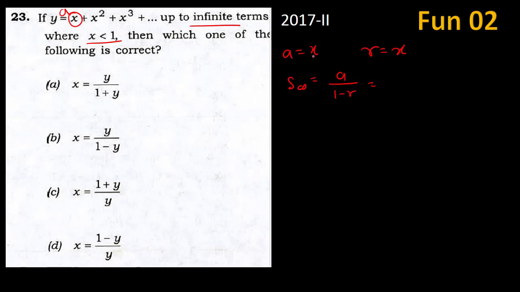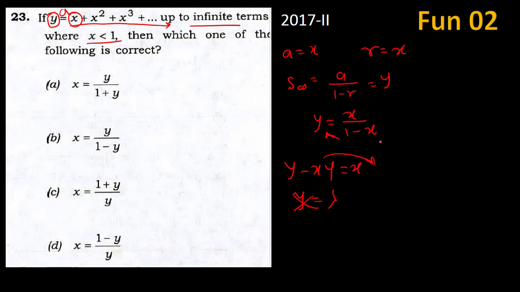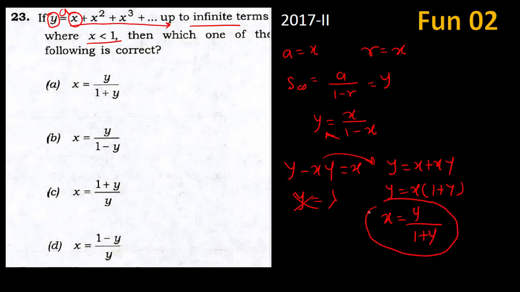This sum to infinity is nothing but y. So y is equal to a upon 1 minus r, which is x upon 1 minus x. But the options are given in terms of x, so let's convert this. If you cross multiply, you get y minus xy is equal to x. We want x, so take this term to the other side: y is equal to x plus xy. If you take x common, you get x into 1 plus y. So x is equal to y upon 1 plus y. That's it. Now we check which option is correct: x equals y upon 1 plus y. First option.